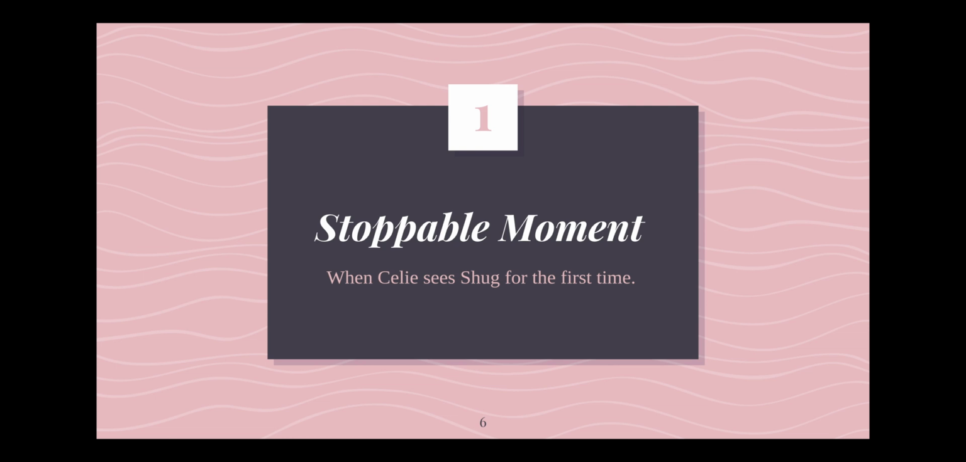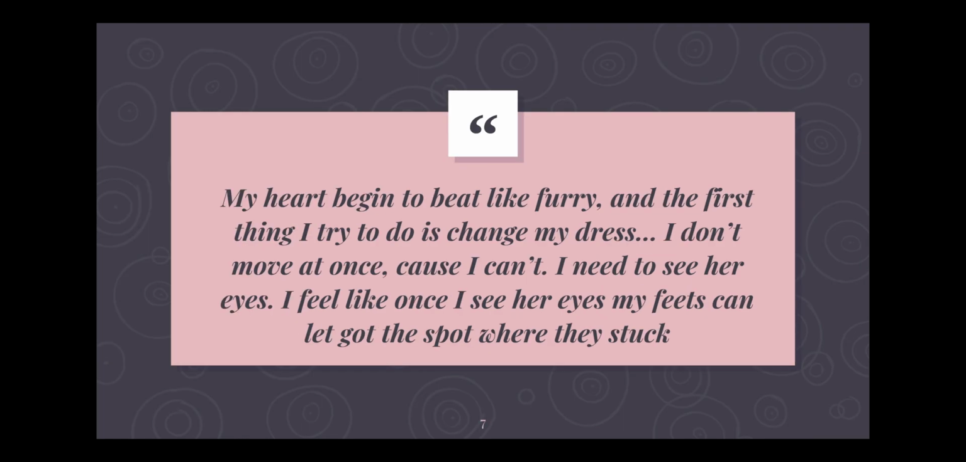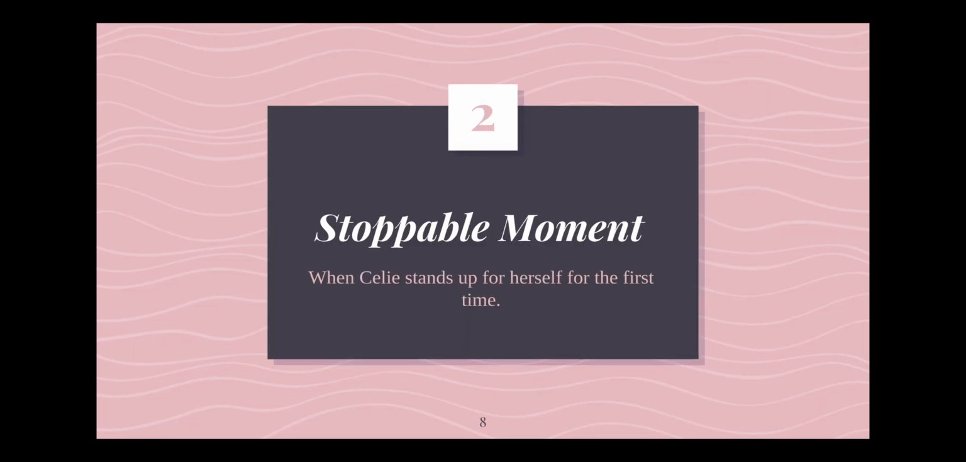So, a stoppable moment is when Sally sees and meets Shug for the first time. So here we see Sally so nervous, so excited, and before that, Sally always just said how miserable her life is. She was miserable. She was abused, treated so poorly. So when she sees Shug for the first time, it was a stoppable moment because we've never seen Sally like that before. This is another stoppable moment. That's just a quote.